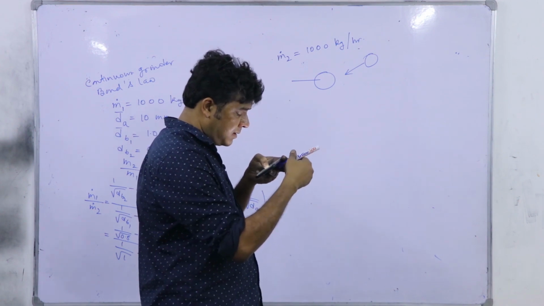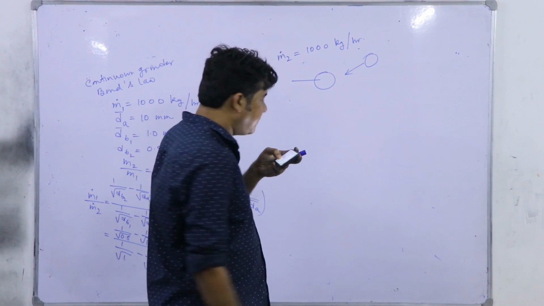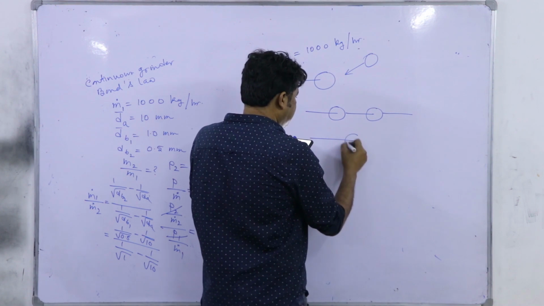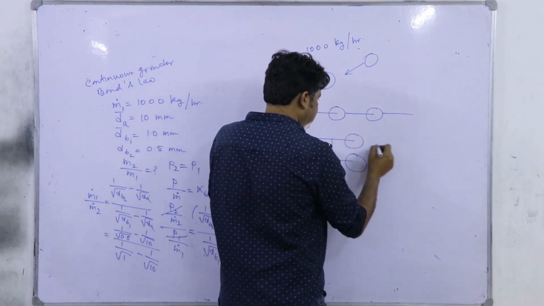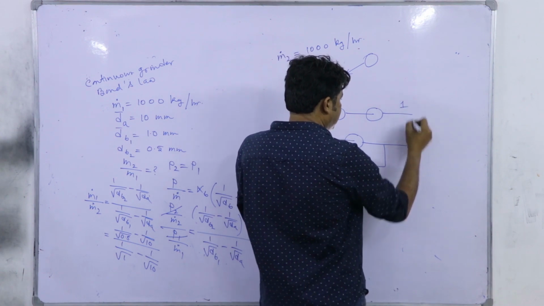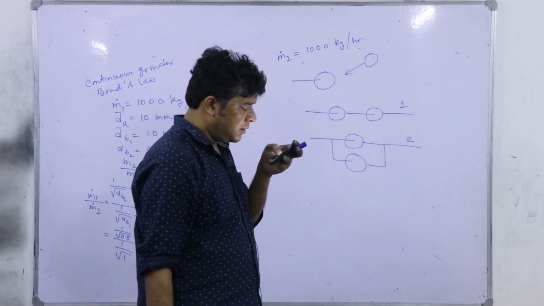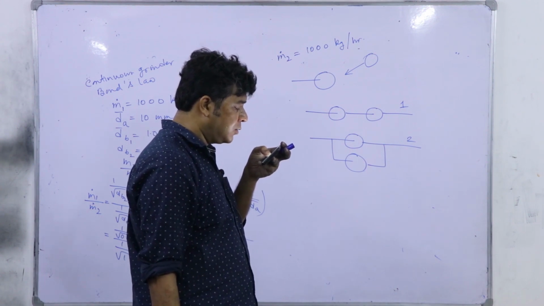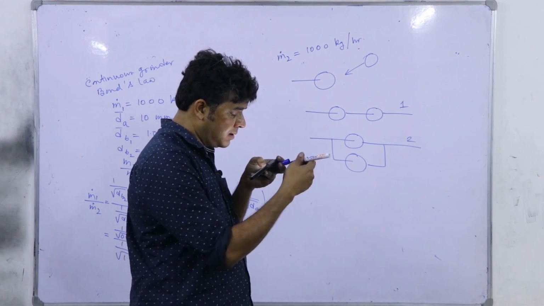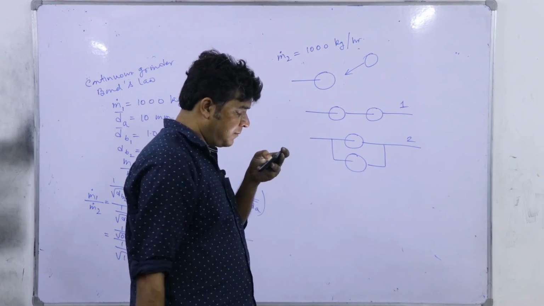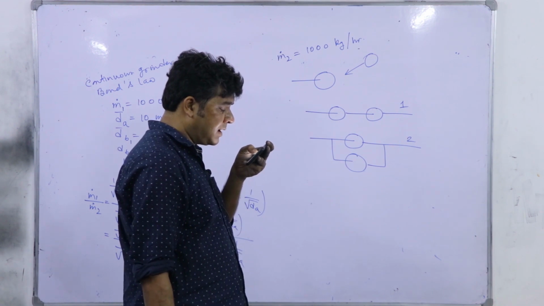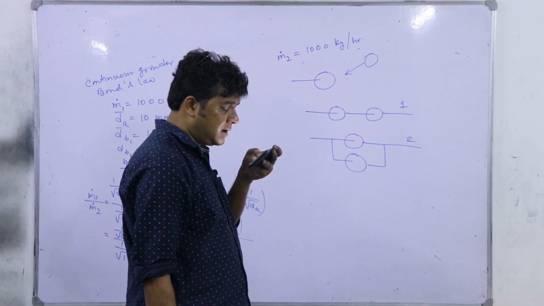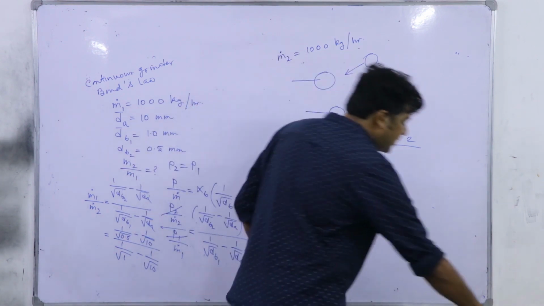So what is that? Configuration 1 is series and configuration 2 is parallel. This is 1, this is 2. So what are the statements? Configuration 1 consumes less power than 2; configuration 2 consumes less power than 1; both consume the same power; configuration 2 consumes less or more power than configuration 1 depending on how the feed is distributed between the grinders in configuration 2, that is, in parallel connections.